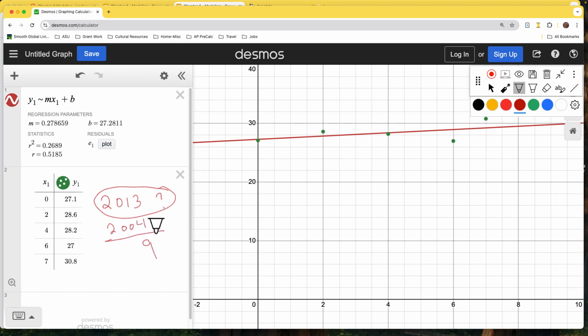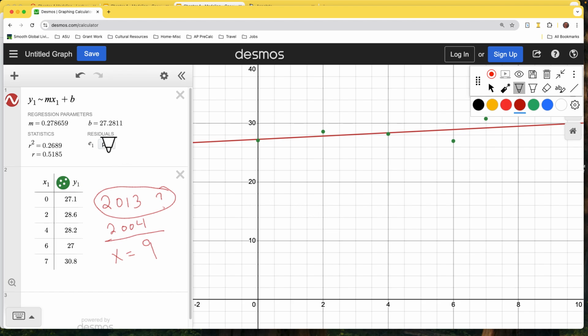Did I get that right? 4 from 13, 9 years. So we're going to use x equals 9. What we're going to do is we're going to use this red line, and we're going to find out when we put in x equals 9, what is the y value.